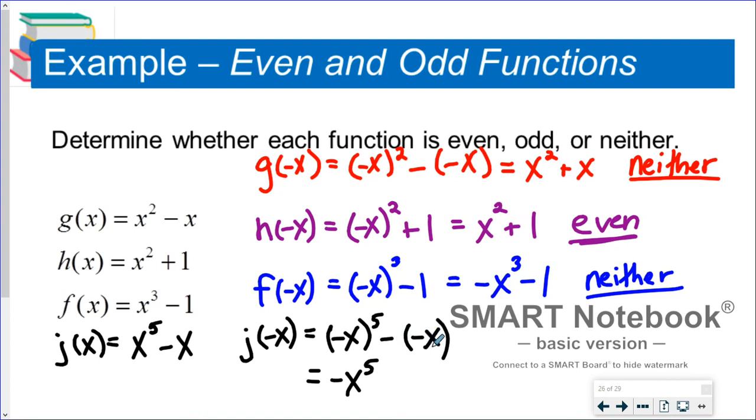And then minus a negative x becomes positive x. So is this thing the exact same as what we started with? No, it is not. So it is not an even function. Is it the exact opposite of what we started with? Yes, it is. This term is opposite and this term is opposite. So it's the exact opposite. So we would say that this is an odd function.